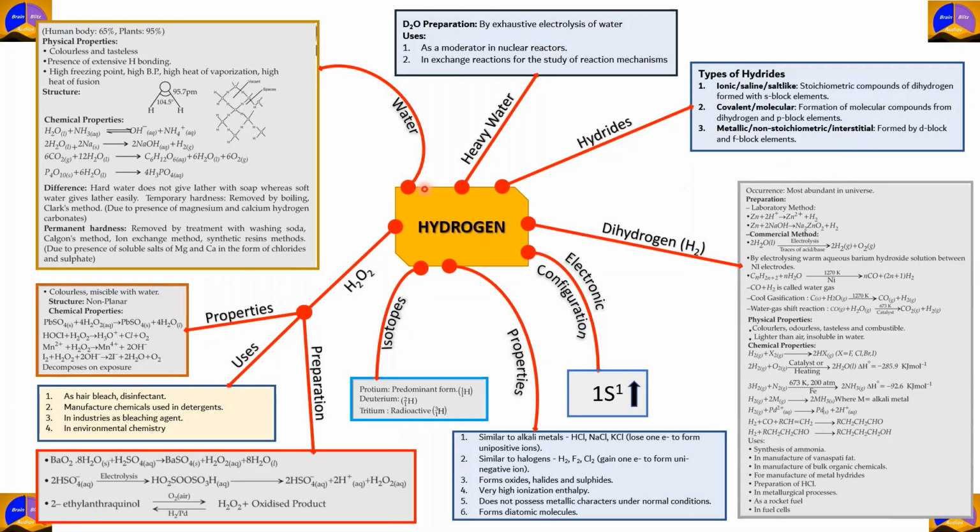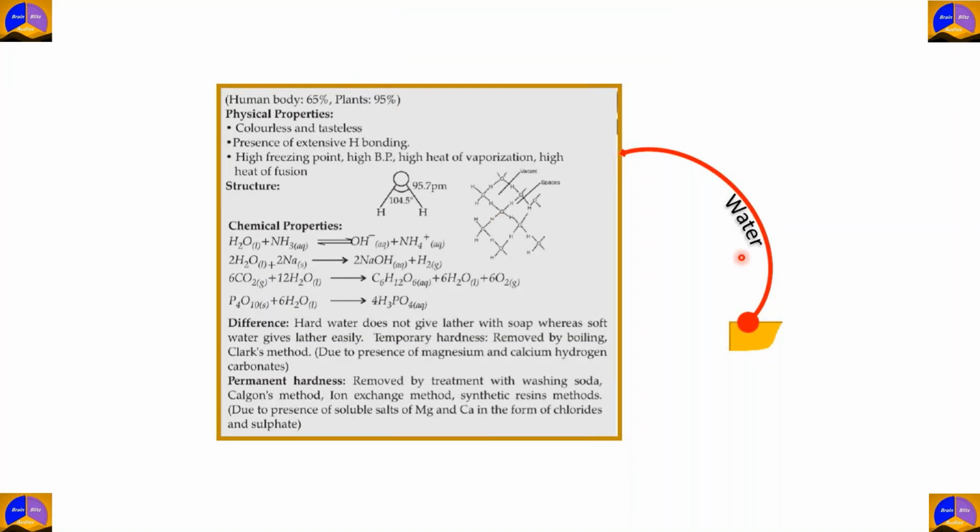Now, let's move on to one of the most important aspects of hydrogen and one of its most important compounds, H2O, aka water. Now, our human body contains about 65% of water. In each cell, we have about 65 to 80% of water, and in some living plant cells, this can reach up to 95%. Now, this shows that water is pretty important for our existence.